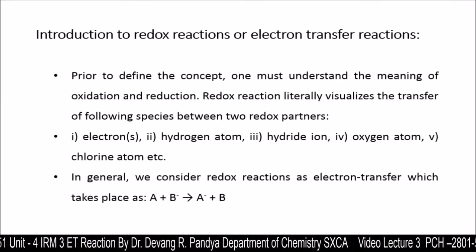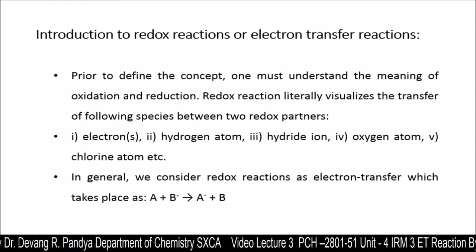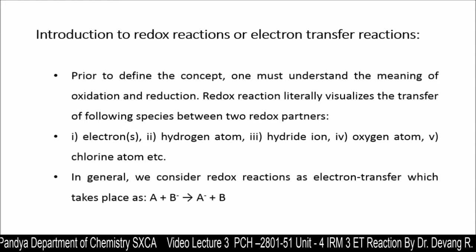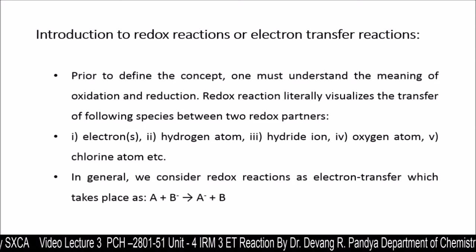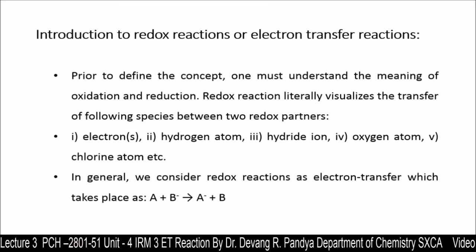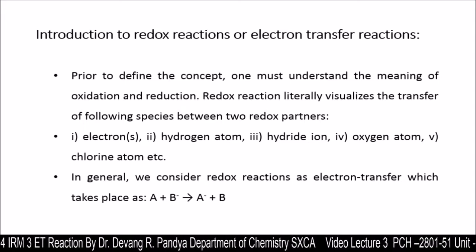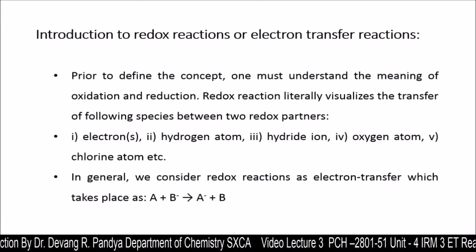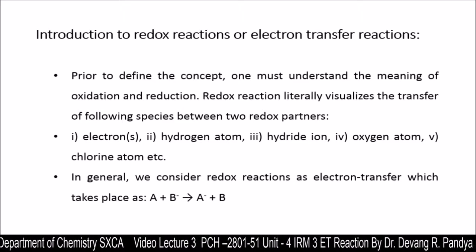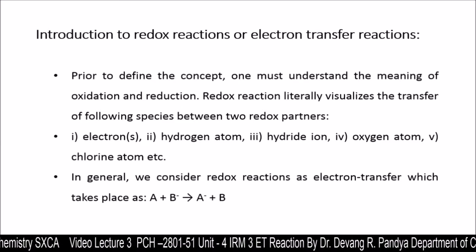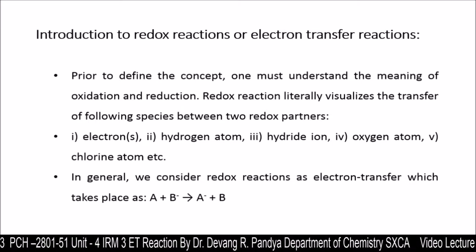In general, we consider redox reactions as electron transfer which takes place from one species to another species. Here a simple common reaction has been given. A will lose the electron, B will gain the electron, and that way A, after the reaction, turns from neutral to electropositive, and B, which is electronegative, turns to neutral. And that is how electron transfer takes place, which results in oxidation and reduction simultaneously, known as a redox reaction.